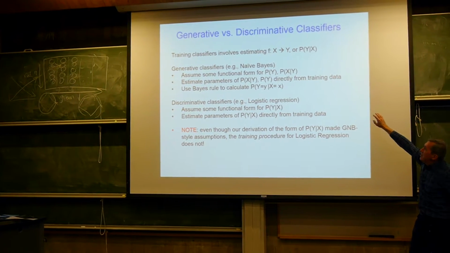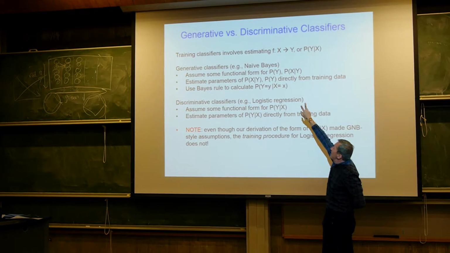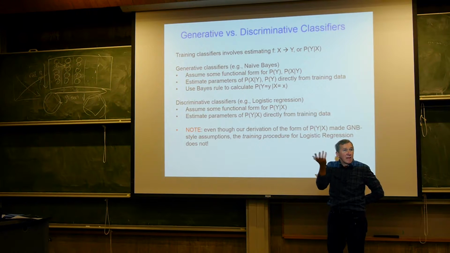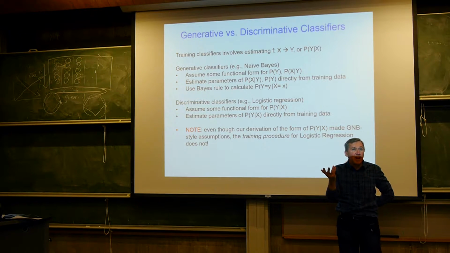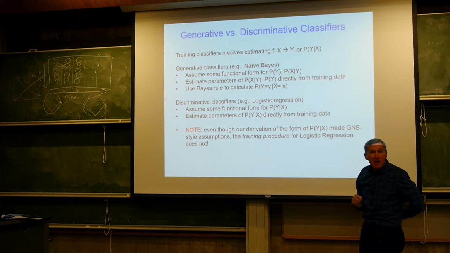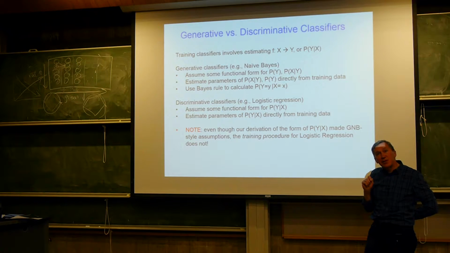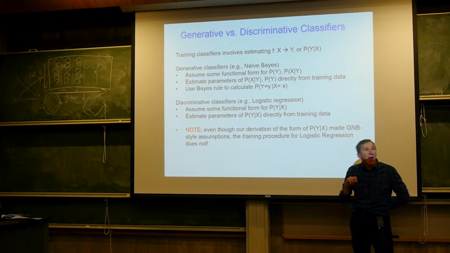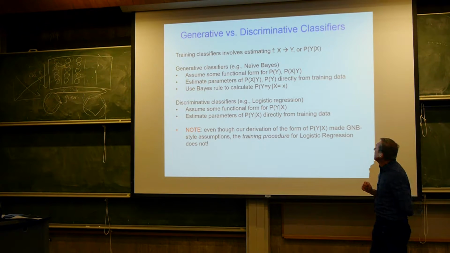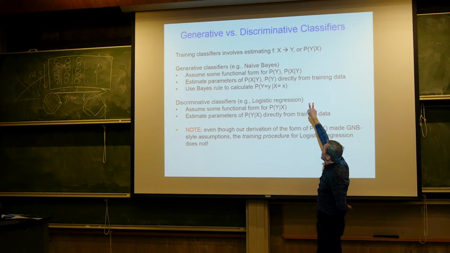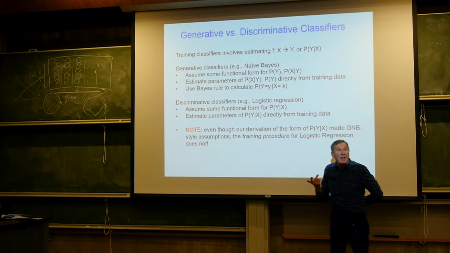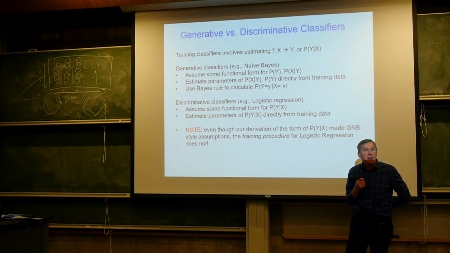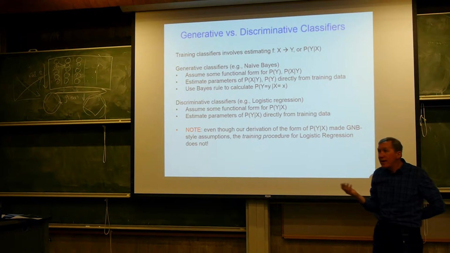If people talk about a generative classifier, naive Bayes being an example, what they mean is that the learning method assumes some functional form for P of y and P of x given y. In the case of Gaussian naive Bayes, for example, we assume y is governed by a Bernoulli distribution, and P of x given y is governed by a Gaussian distribution. Then we estimate the parameters of those two things and use Bayes' rule to calculate, given a new x, the probability distribution over possible y's.